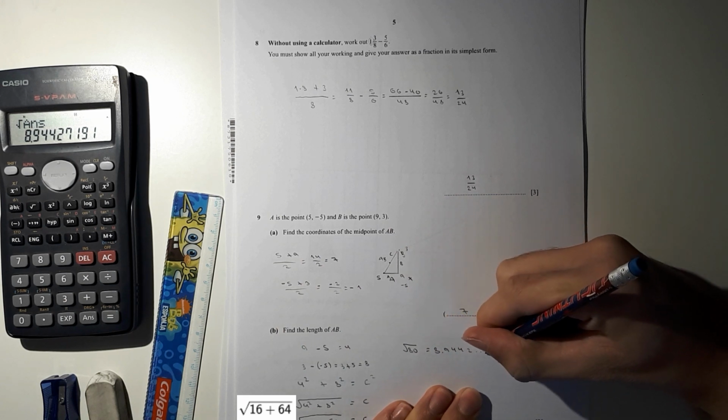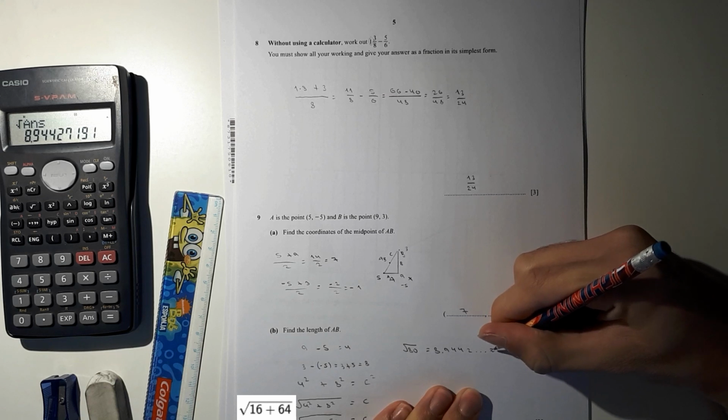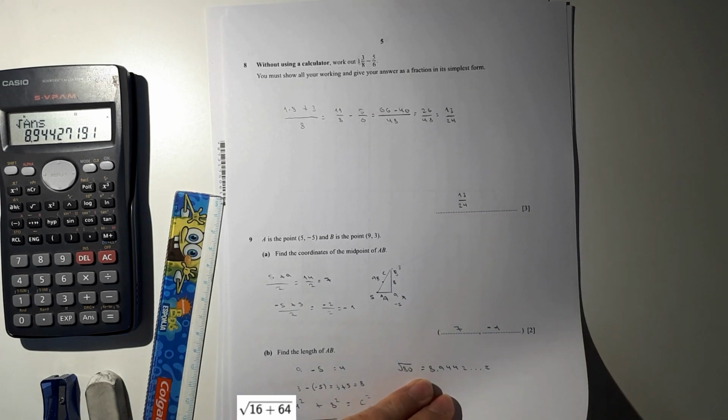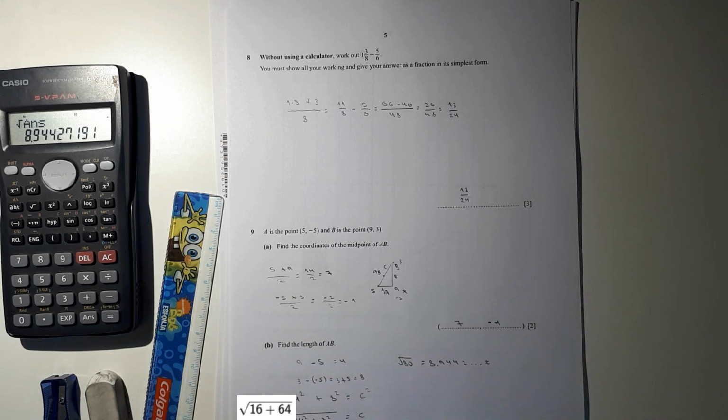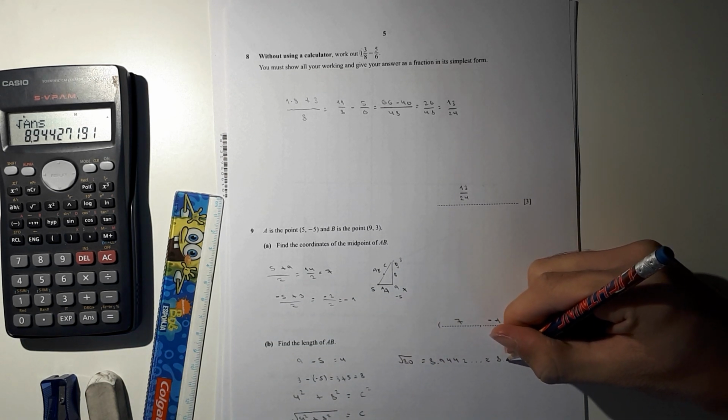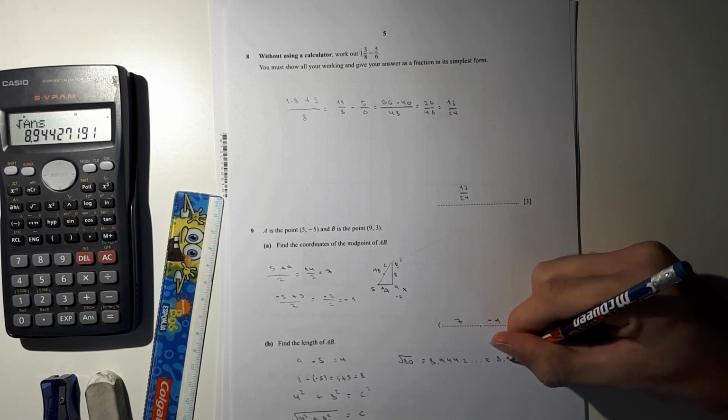8.9442, and it continues. Remembering what it says at the beginning of the test, if it doesn't ask for a specific amount of significant figures, we always have to put it with 3 significant figures. So we're going to take the first 3 and make 8.94.